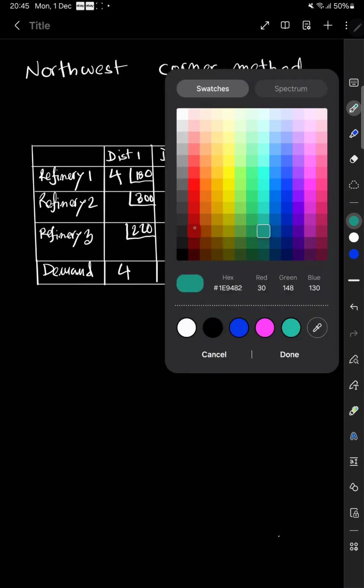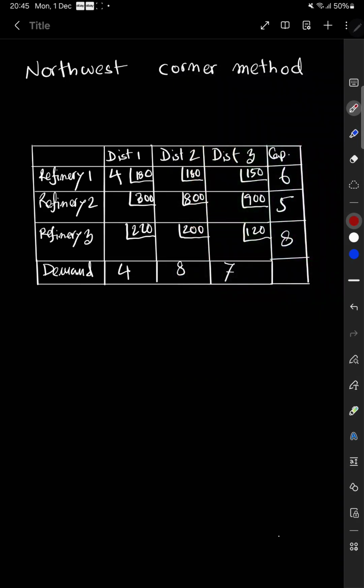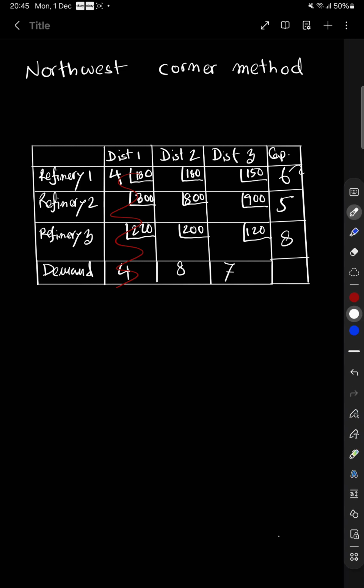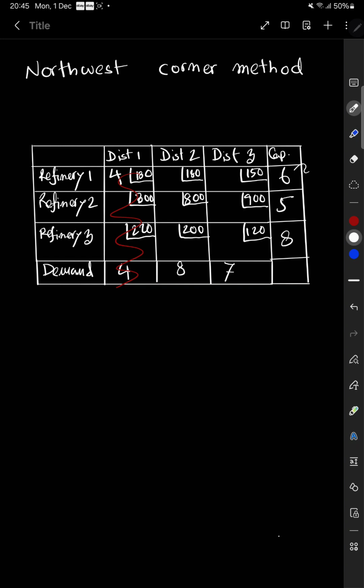So I'll choose red so that we can choose this one. I can write in here. So this one is gone. Okay, now I will go back to that one and see. We gave 4 million gallon in here. So the capacity of refinery 1 is reduced to 2 million now. Okay. All right.